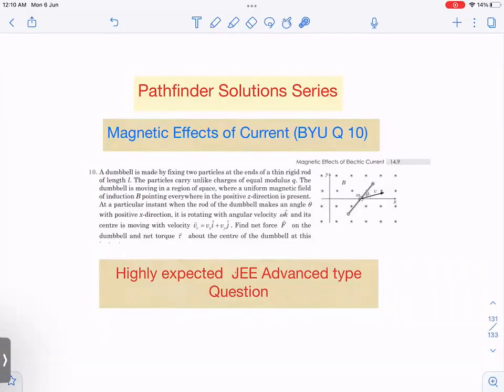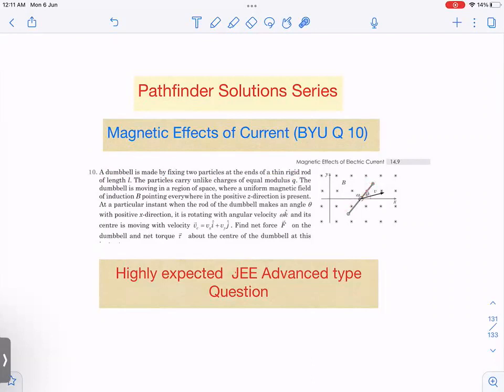This is Build Up Your Understanding question 10 from Magnetic Effects of Current from the book Pathfinder. So let us see. The question is, there's a dumbbell. It is made by fixing two particles at the ends. So you can see a thin rod here, and this rod is a rigid rod. Length of the rod is L.